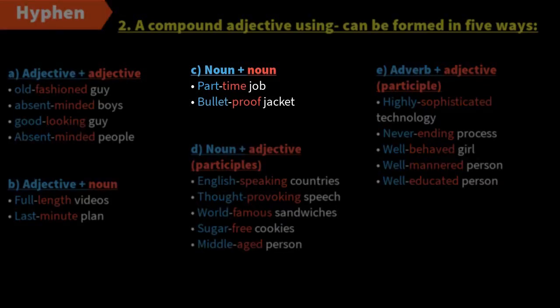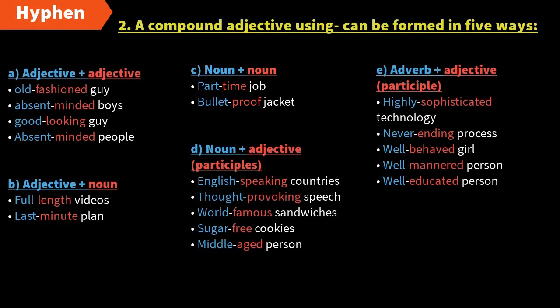Number 3, noun plus noun. Part-time job, bulletproof jacket. Part is a noun, time is a noun, but together it works as a compound adjective, modifying the noun job. What type of a job? Part-time job. What kind of a jacket? Bulletproof jacket. All right, that's the third way to form a compound adjective.